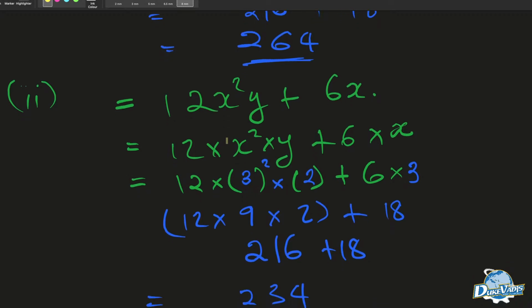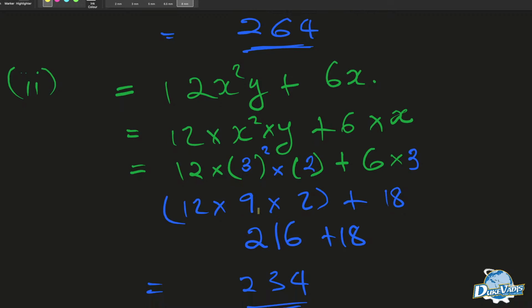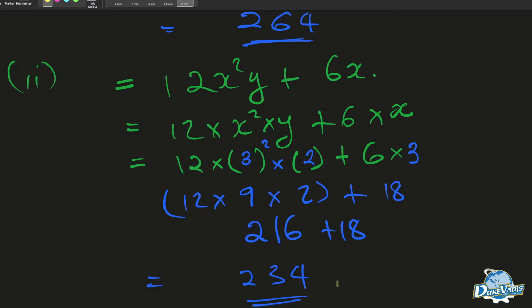So we put in the values for x and y. So when we square the x over here, 3, we had 9 and multiplied by 2. We have 6 multiplied by 3. Then 12 times 9 times 2 will give us the first answer. And the last one, 3 times 6 is 18. So this is what we had.